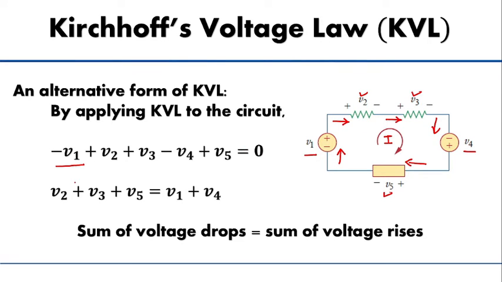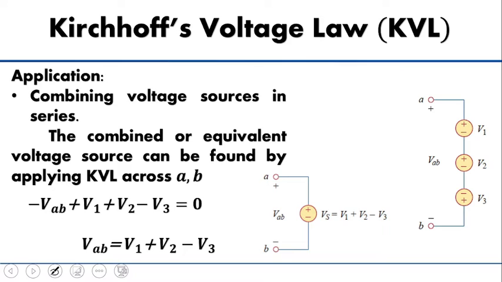Rearranging this equation, we get V2 plus V3 plus V5 is equal to V1 plus V4. This V1 plus V4 is the voltage rises, and V2 plus V3 plus V5 is the voltage drops. Therefore, KVL can be alternatively defined as sum of the voltage rises must be equal to sum of the voltage drops. Combining different voltage sources connected in series is one of the applications of Kirchhoff's voltage law.